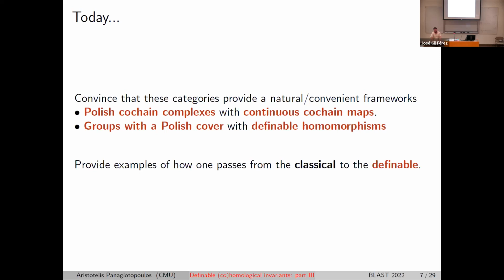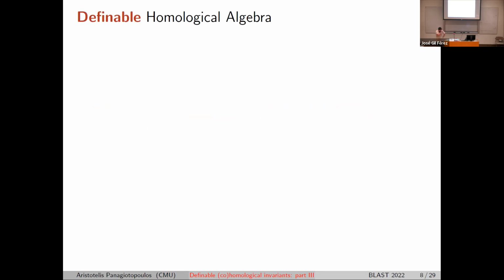This is one thing, and then what I want to do is to provide some examples of how concretely one passes, by example, how you take various classical invariants and you turn them into definable ones. So how from the objects, when you form the chain complex, what is the Polish topology that you put there? Right. So let me start with the first task, and how homological algebra works in the definable context.